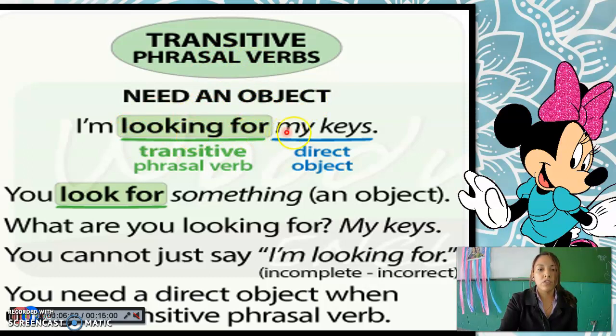For example, I'm looking for my keys. This is a transitive phrasal verb. The direct object is my keys. For example, if you look for something, you need an object. Of course, if I just write "I'm looking for" and put a period, that is incorrect. So you have to complete the sentence with a direct object. What are you looking for? Are you looking for your keys, for your jacket?